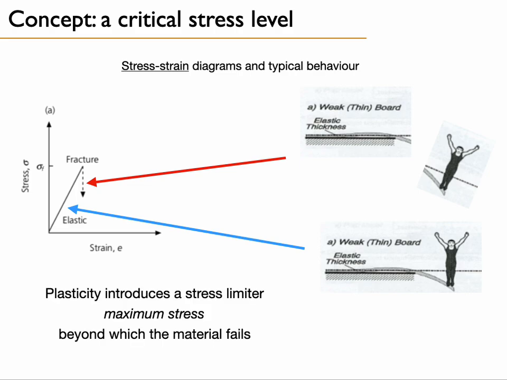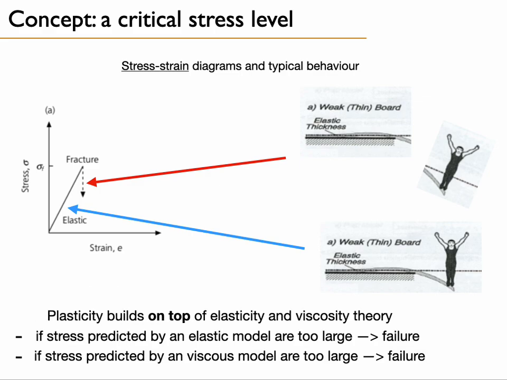So what plasticity is doing is implicitly introducing a limitation of the stress. It is a maximum stress beyond which the material will fail. And that's, of course, the case with rocks. So in a way, plasticity theory builds on top of elasticity and viscosity theory. It is an upper bound limit of stresses. So if the stress predicted by an elastic model is too large, then there will be failure. If the stress predicted by a viscous model is too large, there will also be failure.